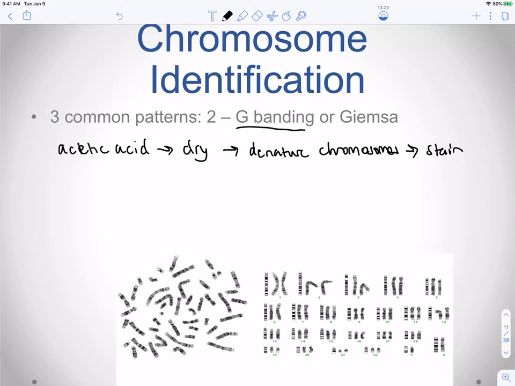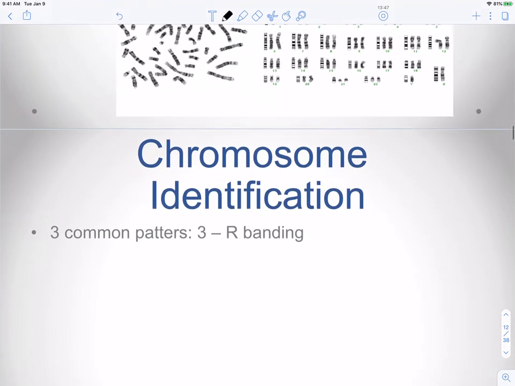These are going to be similar to the Q bands. You're going to have the AT, which is going to be dark, and then you're going to have the GC, which is going to stain light. Okay, so those two banding patterns are very similar. For the fluorescent banding pattern, of course, you need a fluorescent microscope to see it, whereas with the Giemsa staining, you do not need that fluorescence.